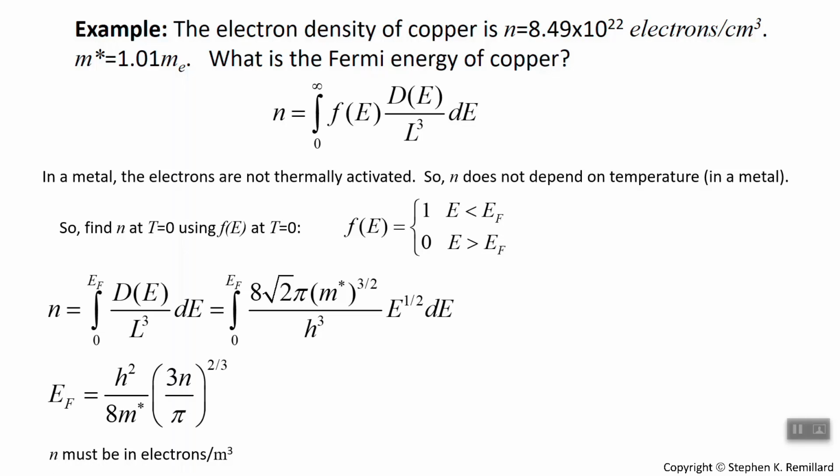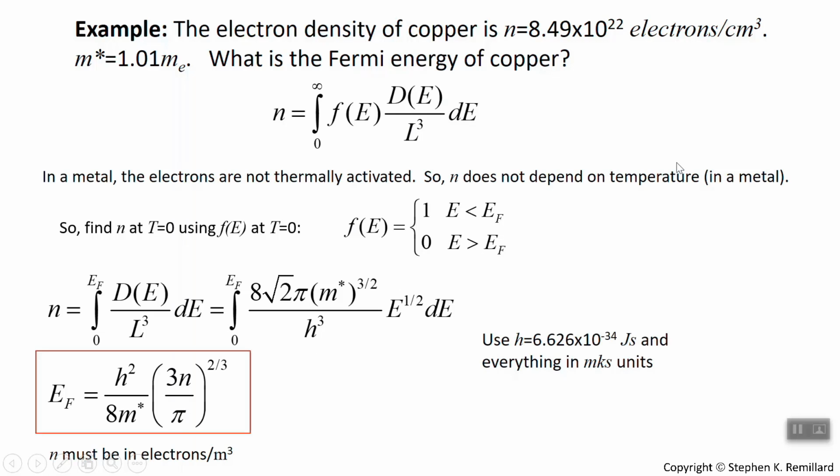h is Planck's constant, m is the density of states effective mass of electrons in copper, n is the number of carriers per unit volume. This is being done in SI units, meaning the energy is in joules, Planck's constant in joule seconds. Now we like our electron volts when we deal with semiconductors, and we like our centimeters, but MKS it is. You could do this in electron volts with a simple modification of replacing m with mc squared and then using the mass of electron in electron volts per c squared.